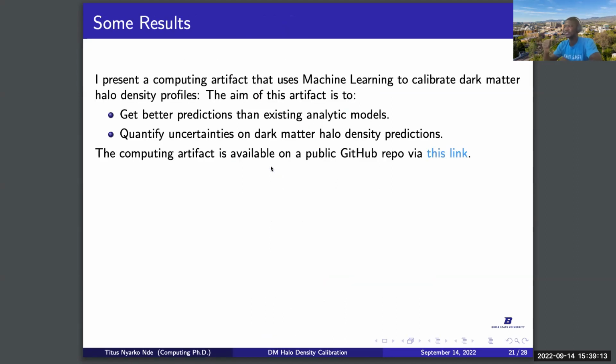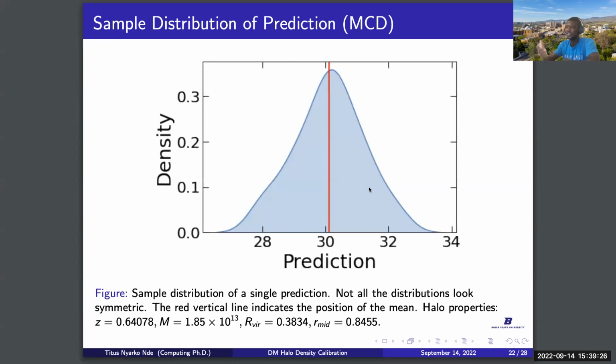Now, okay, I'll show you some results. I have a computing artifact that is available on a public GitHub repo. The idea is to get better predictions and also be able to quantify prediction uncertainties. This is just one prediction, of just one data point, one halo, from the Monte Carlo dropout technique. I need to emphasize that it's just a coincidence that this prediction looks like a normal distribution. Not all the predictions actually look this way. Some of them are skewed and so on.